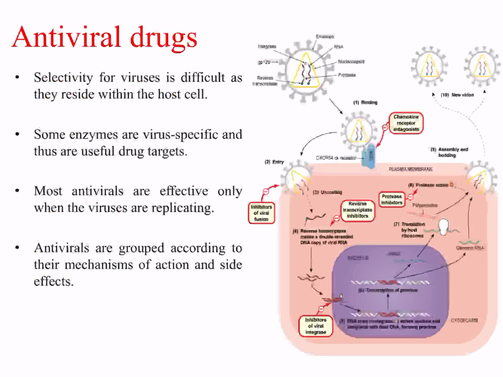Shown in the diagram on the right are the points in the HIV life cycle where current drugs can target. These include chemokine receptor antagonists, inhibitors of viral fusion, reverse transcriptase inhibitors, viral integrase inhibitors, and protease inhibitors.